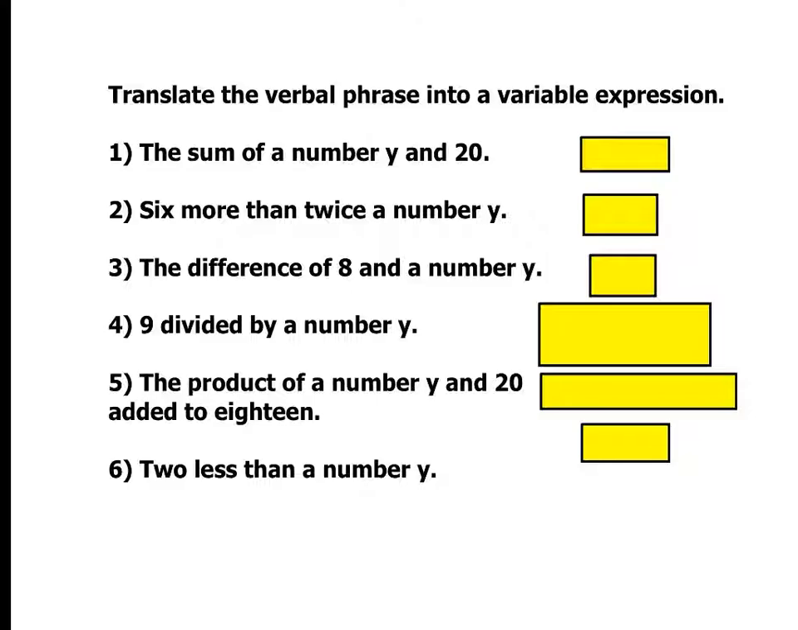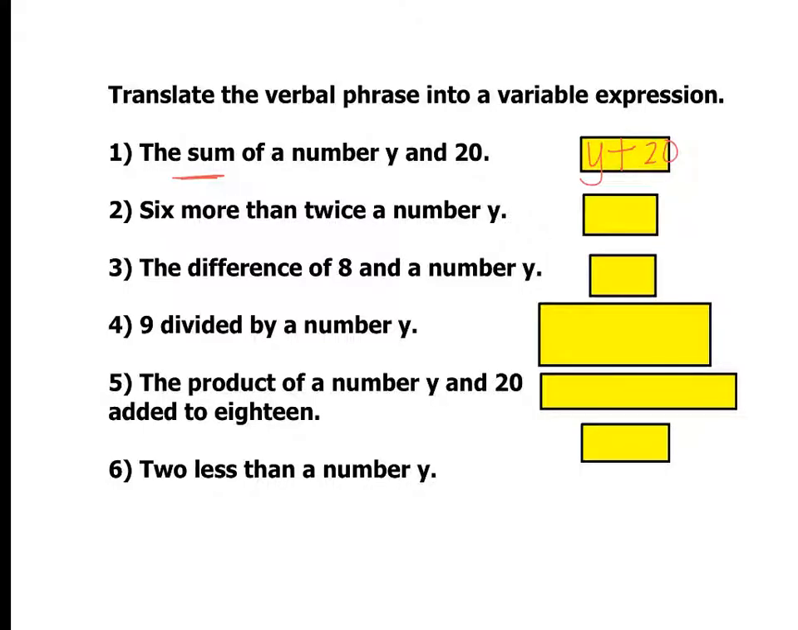So number 1, it says the sum. That's a key word. If you're not sure what that means, you can refer back to the chart. But sum means the answer to an addition problem. So we're going to add two things together. Now let's read on. What are we going to add? We're going to add a number y plus 20. There's our variable expression, y plus 20.